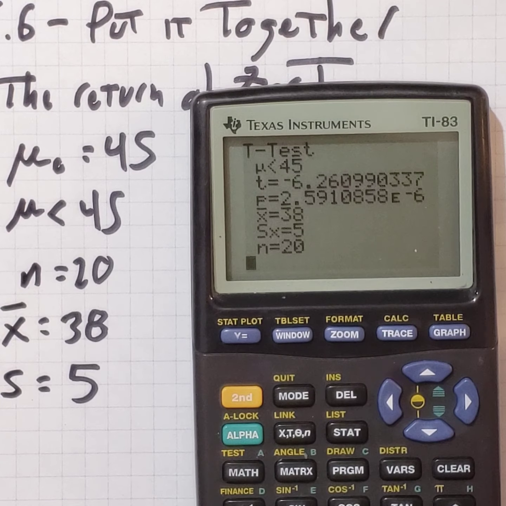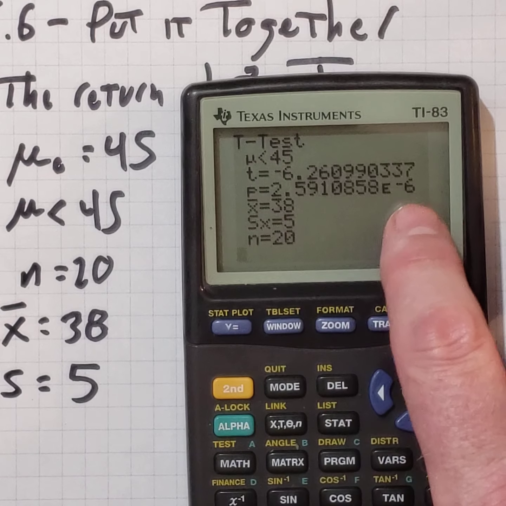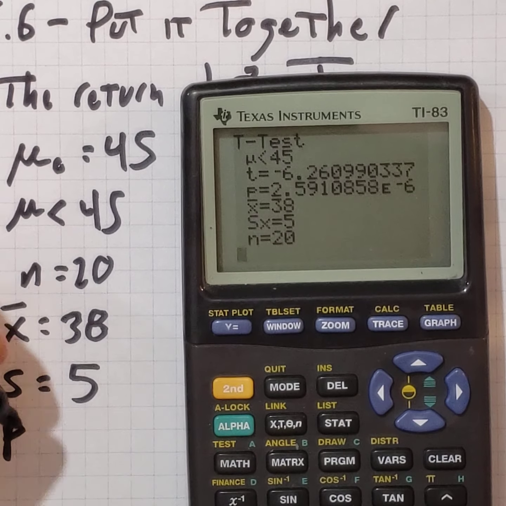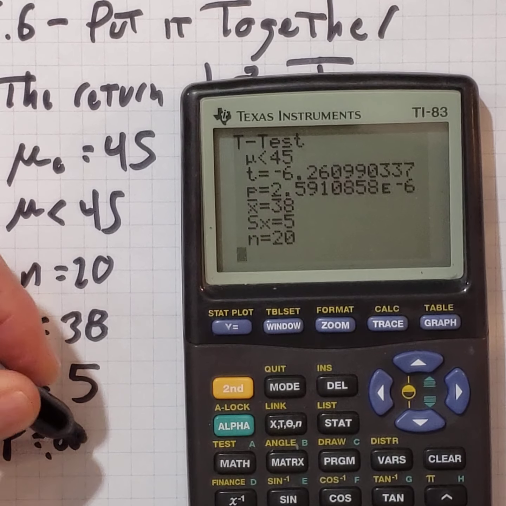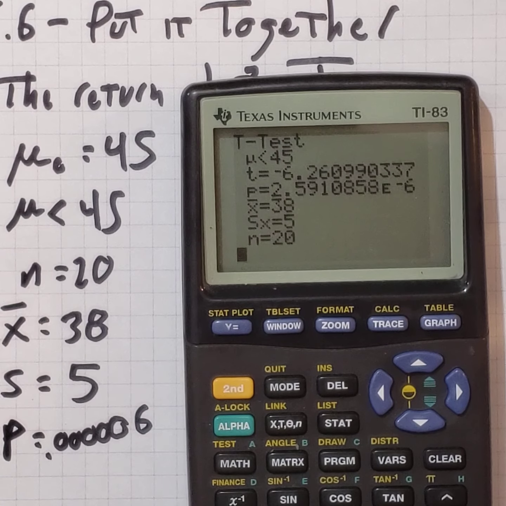And we get some pretty convincing evidence here. Our P is 2.59 times 10 to the negative 6th. So our p-value is going to be 0.0000006. So we would reject, right? This is how much doubt we have in our conclusion.